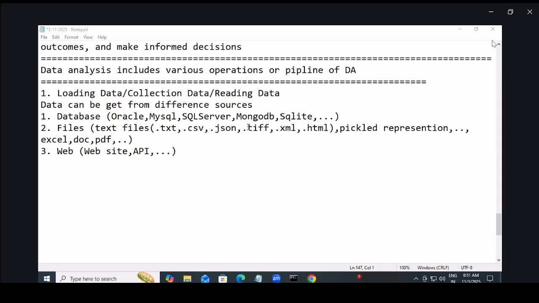It is a type of text file. A lot of types of text files are there. It is one type of text file, text format.